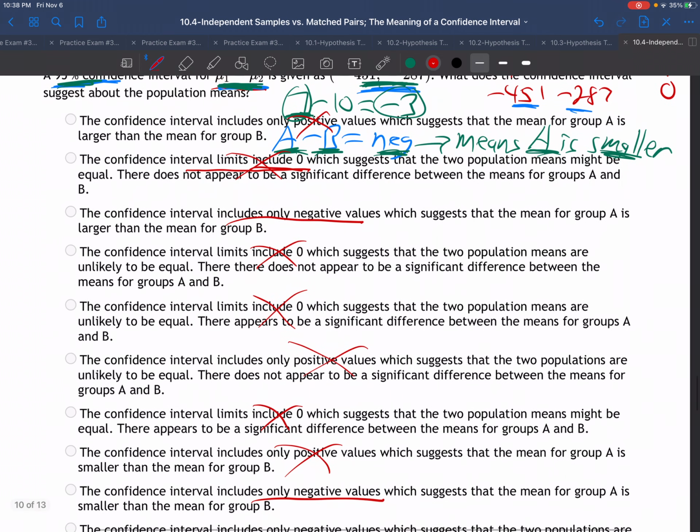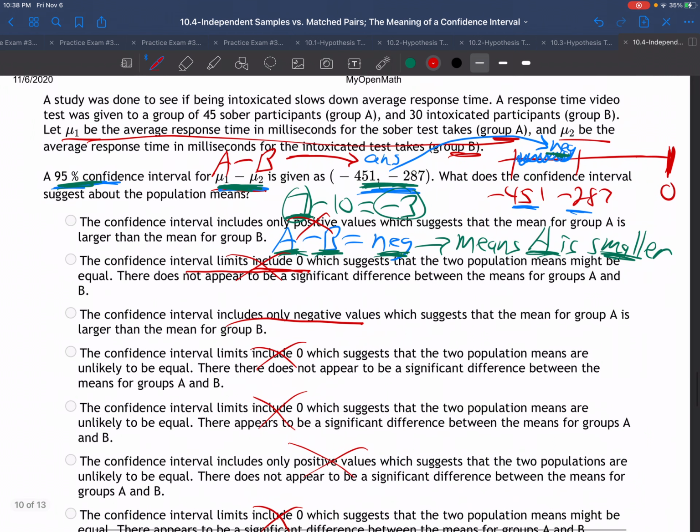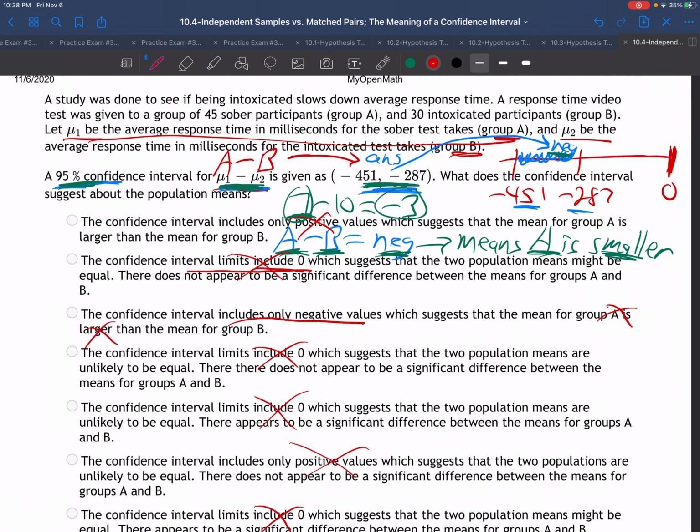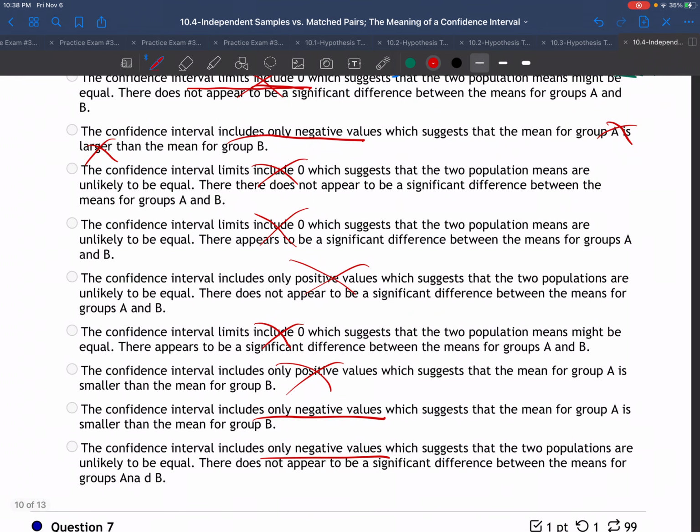All right, we have three only negative options. It's going to be one of those three. Okay, which one is it? Let's read on. Which suggests that the mean for Group A is larger. Is A larger? No. A is smaller. No, not larger. No, that's wrong. Come on down here. A is smaller. There we go. What did the other one say?